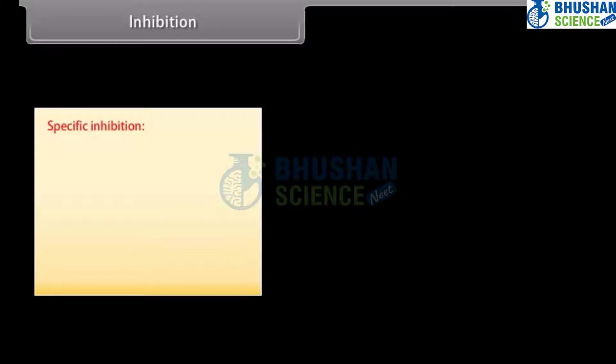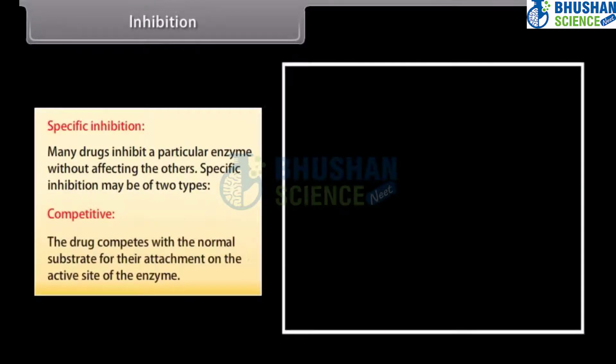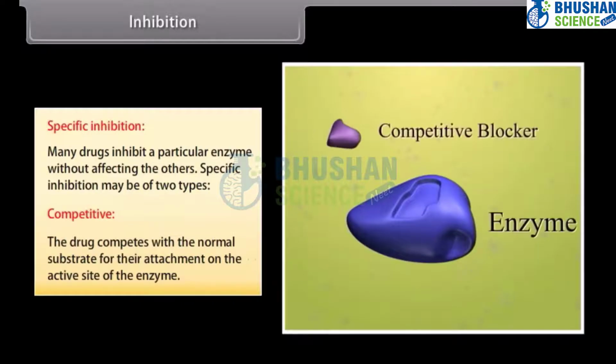Specific inhibition. Many drugs inhibit a particular enzyme without affecting the others. Specific inhibition may be of two types. Competitive: the drug competes with the normal substrate for their attachment on the active site of the enzyme.